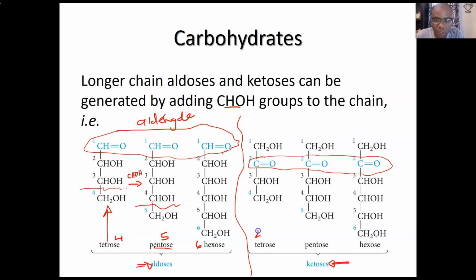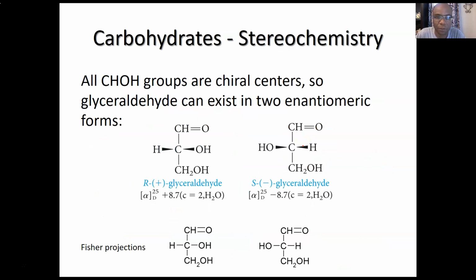And based on the number of carbons, they can be a tetrose, a pentose, or hexose. You can see that these could be drawn in Fischer projection. We'll build up Fischer projections very soon. So you can draw the structures in Fischer projections. We talked about Fischer projections and we assigned the R and S.